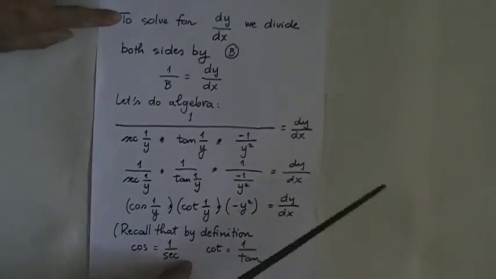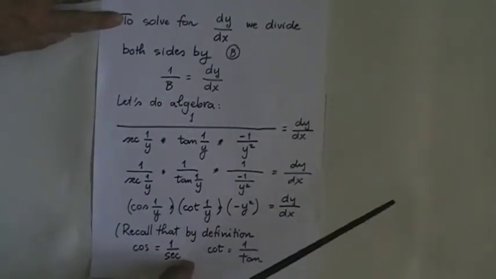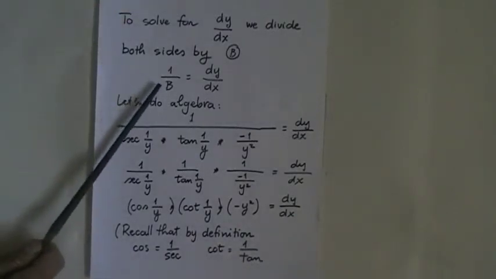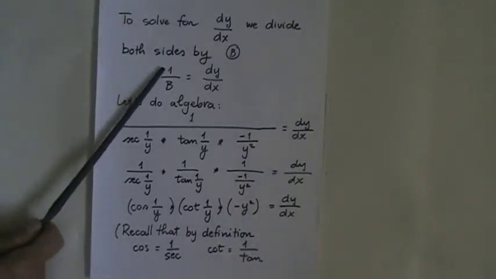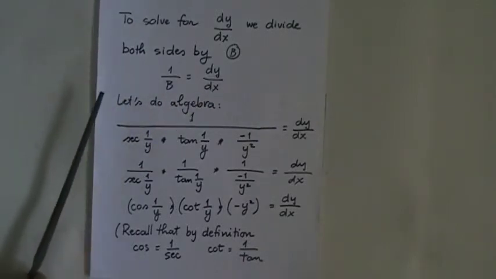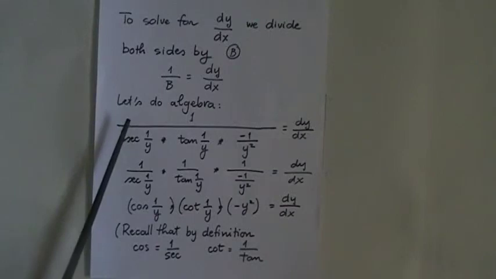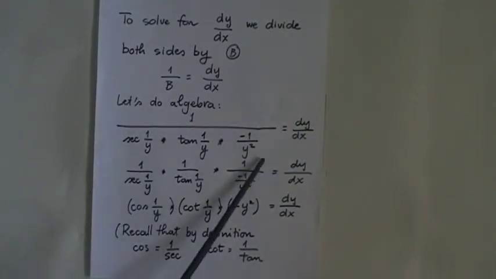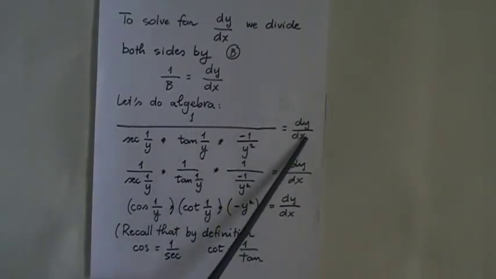We are almost there. You can see that we can isolate dy/dx, which is our answer, by dividing both sides by B. So when we divide both sides by B, we get 1 over B on the left side and dy/dx. At this point, it's just a matter of algebra. 1 over this big expression of B equals dy/dx.